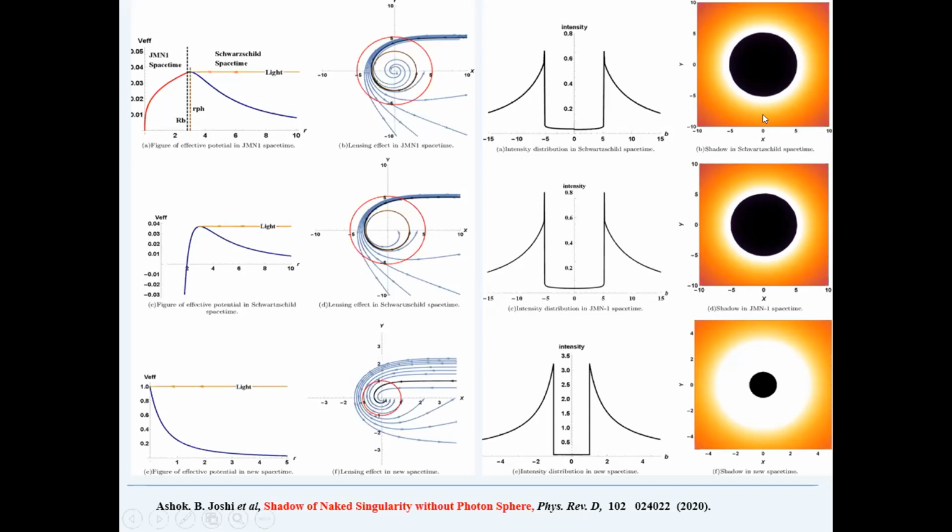So we can clearly see that in JMN and Schwarzschild spacetime the shadow size is the same, so it is very difficult to distinguish these spacetimes. But in the null singularity spacetime, the shadow is almost 5 times smaller than the Schwarzschild shadow.